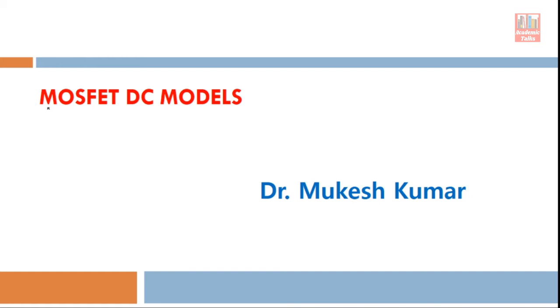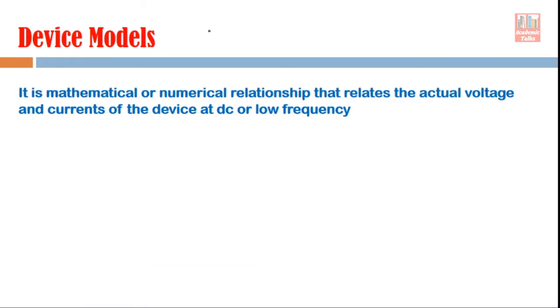So the title of the lecture is MOSFET DC models. You know what a device model is? We are just revising or reviewing our previous knowledge about device models. A device model is a mathematical or numerical relationship that relates the actual voltage and currents of a device at DC or low frequency.